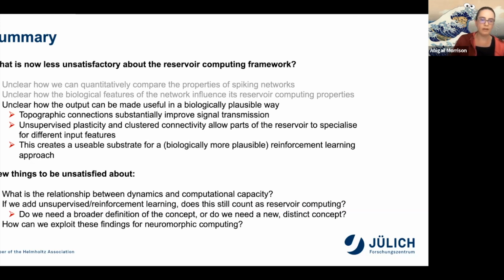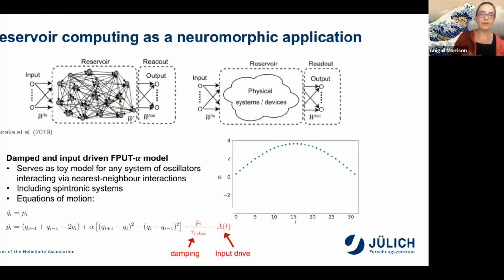And my final thing to be unsatisfied about, if you will humor me with a couple more minutes, is how to exploit these findings for neuromorphic computing. Reservoir computing is also interesting as a possible neuromorphic application because there are many physical systems that could provide the basis for this nonlinear but controllable behavior. Some of those are very interesting because they would be, for example, really low energy, and it would help us do computing much more cheaply.